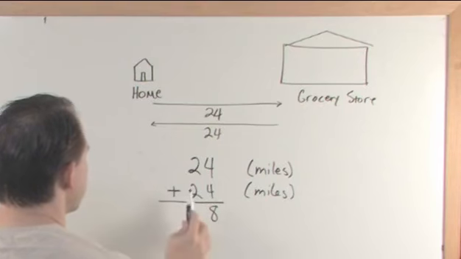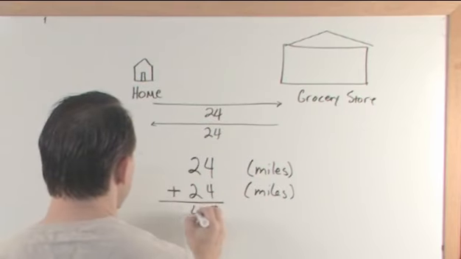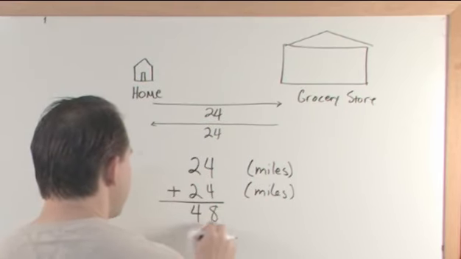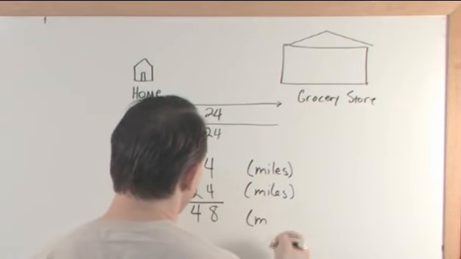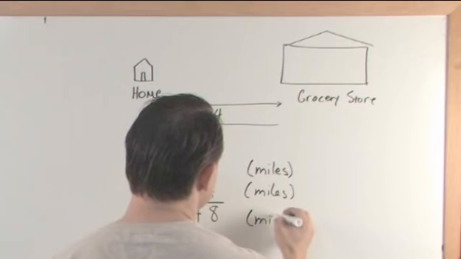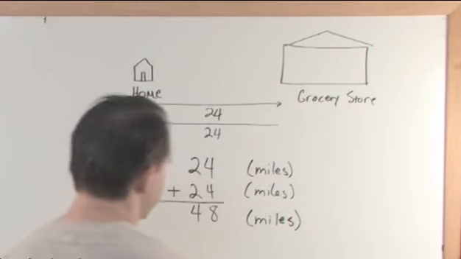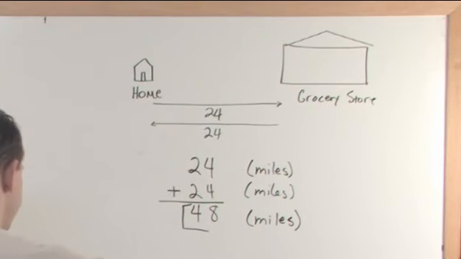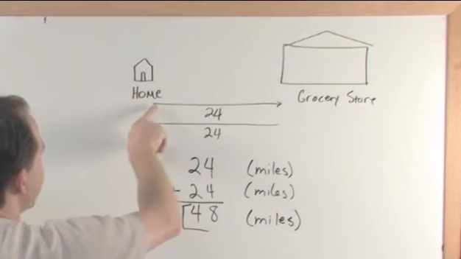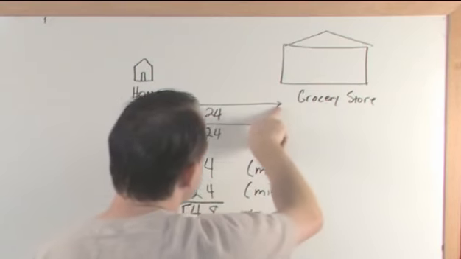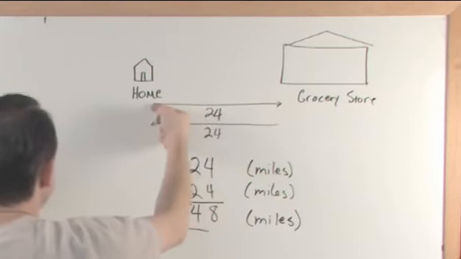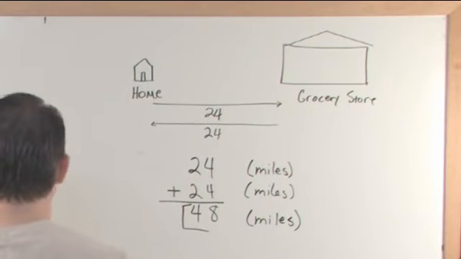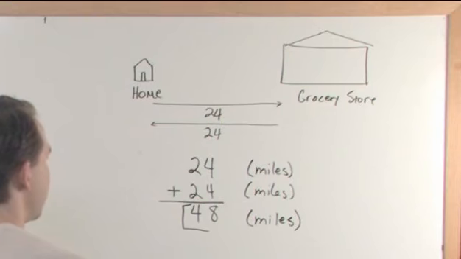Now you move to the next column. 2 plus 2, I think you all know, will give you 4. And it's 48. 48 what? Is it 48 pumpkins? Is it 48 apples? Is it 48 bananas? No, it's 48 miles. That's what the problem was asking you. It said, what is the total distance? So if I get in the car and drive 24 miles, and then I turn around and drive 24 miles back, I'm going to travel a total distance of 48 miles.